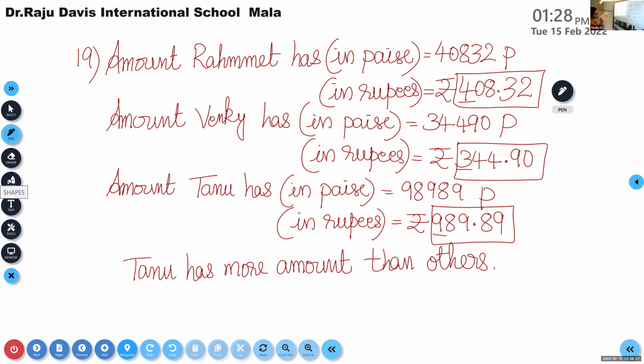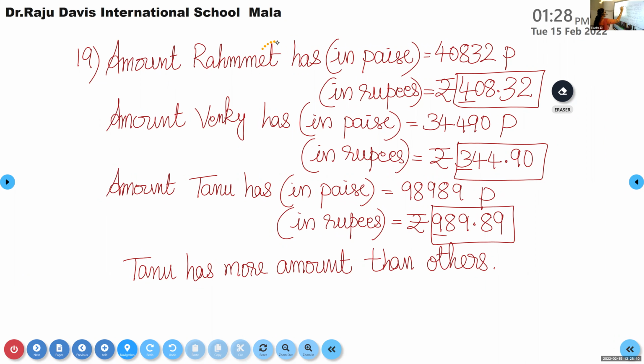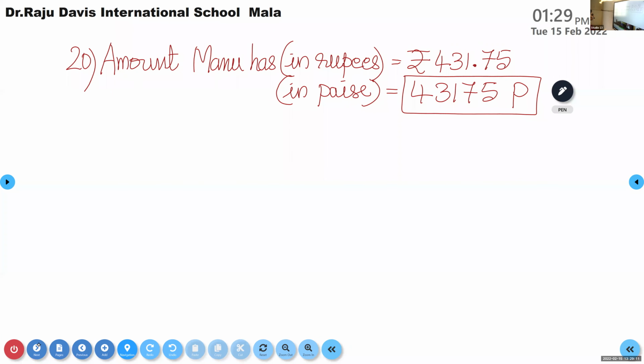I have a copy of the workbook. So I think some mistake is there in the copy. It is AD, AT, isn't it? Correct it. Okay, I'm not able to rub also. AT Rehmat. Amount Manu has in rupees, then in paise, then amount Prachi has, then amount Tina has. Then at last compare the numbers. All the numbers have 5 digits, isn't it? So just compare the first digit.